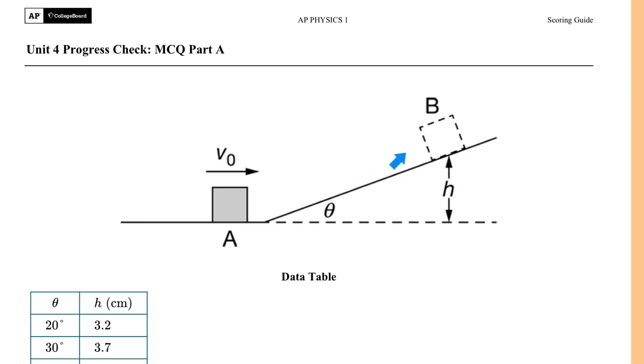Then this block is going to travel up the ramp to a certain point B, and it's going to reach a certain height. That's going to be h, which is the other variable on the table. So we have two variables: theta, which is the angle of the ramp, and the height. How does the angle of the ramp affect the height at which the block travels up the ramp?